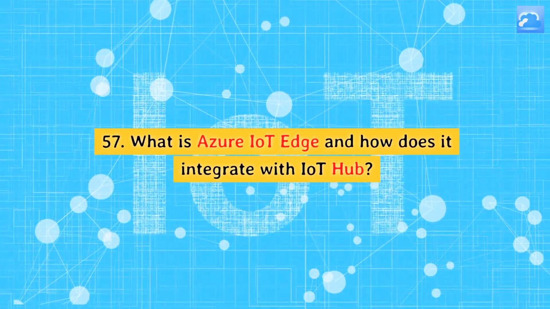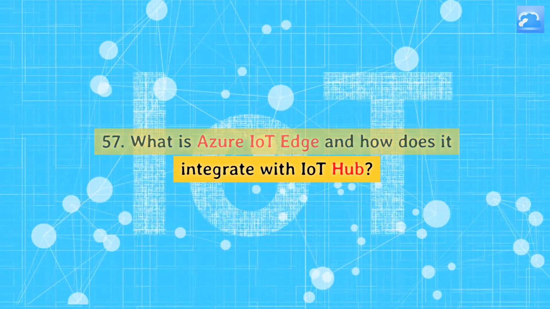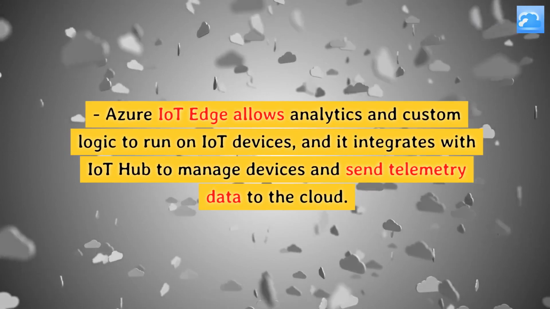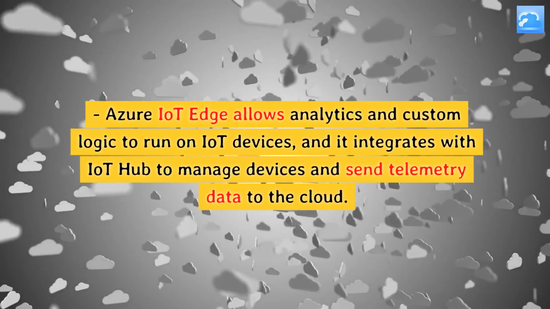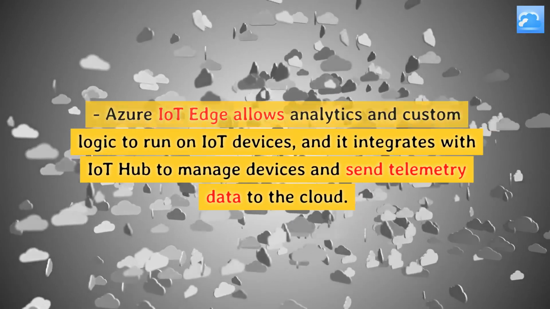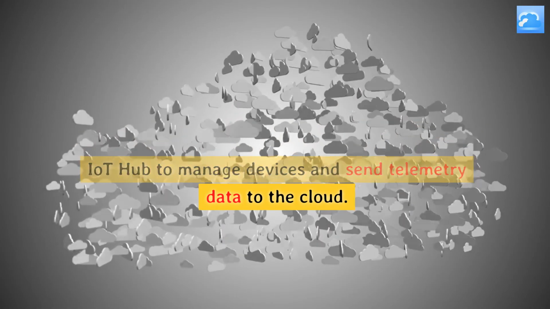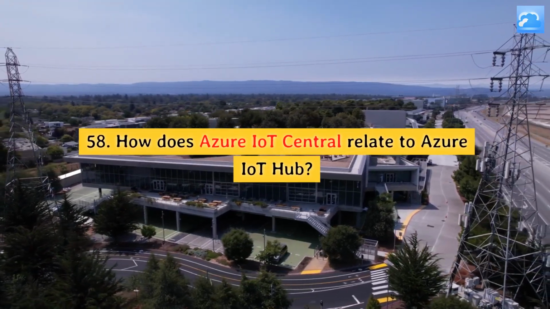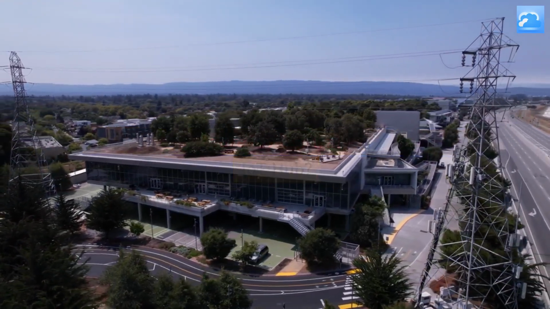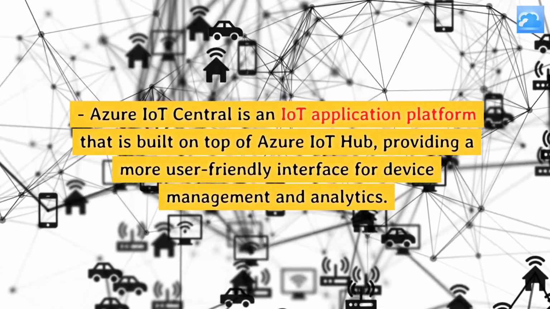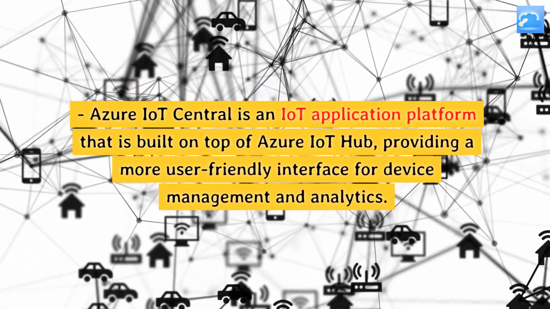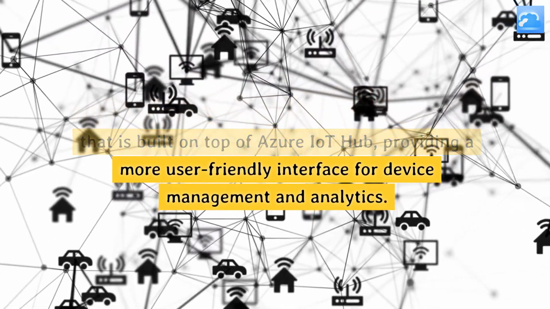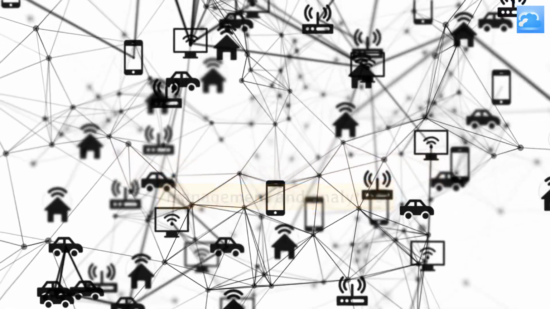57. What is Azure IoT Edge and how does it integrate with IoT Hub? Azure IoT Edge allows analytics and custom logic to run on IoT devices, and it integrates with IoT Hub to manage devices and send telemetry data to the cloud. 58. How does Azure IoT Central relate to Azure IoT Hub? Azure IoT Central is an IoT application platform that is built on top of Azure IoT Hub, providing a more user-friendly interface for device management and analytics.